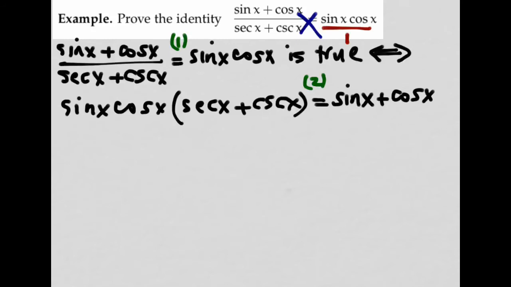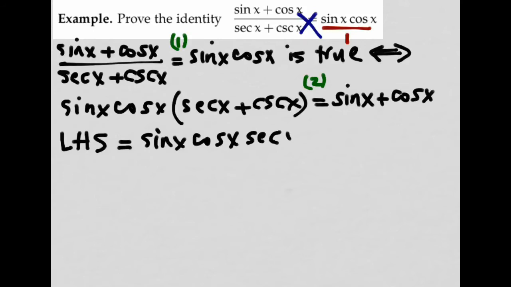Now that we've established this, instead of proving equation 1, I'm going to prove equation 2, which is a lot easier. So let's start out with the left-hand side of equation 2 and distribute. So the left-hand side becomes sine x cosine x secant x plus sine x cosine x times cosecant x.